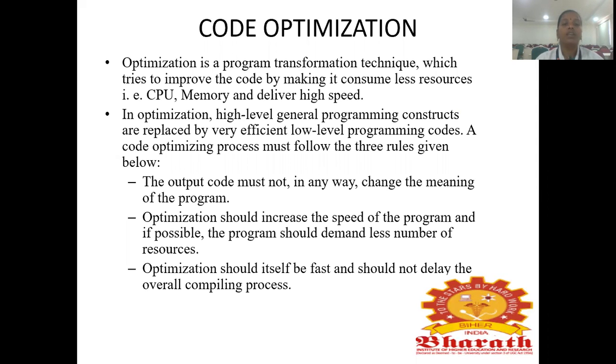The first rule is that the output code must not, in any way, change the meaning of the program. The output code cannot change during compiling or at running time. The next rule is that optimization should increase the speed of the program and, if possible, the program should demand fewer resources. So you reduce resources, code lines and extra activities, which can be removed easily.